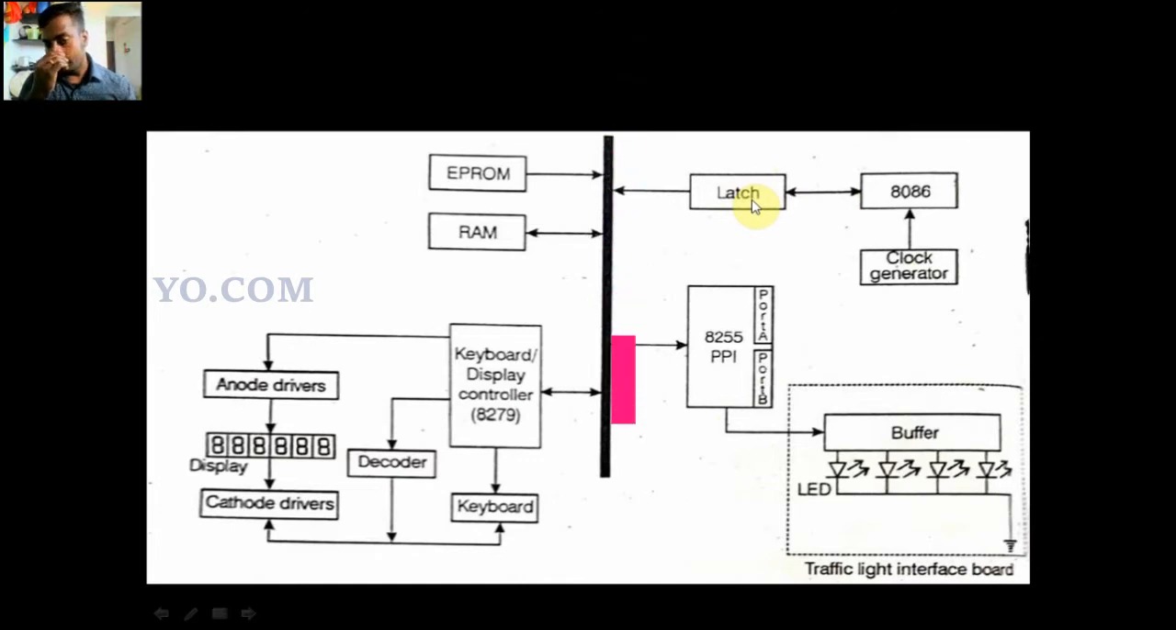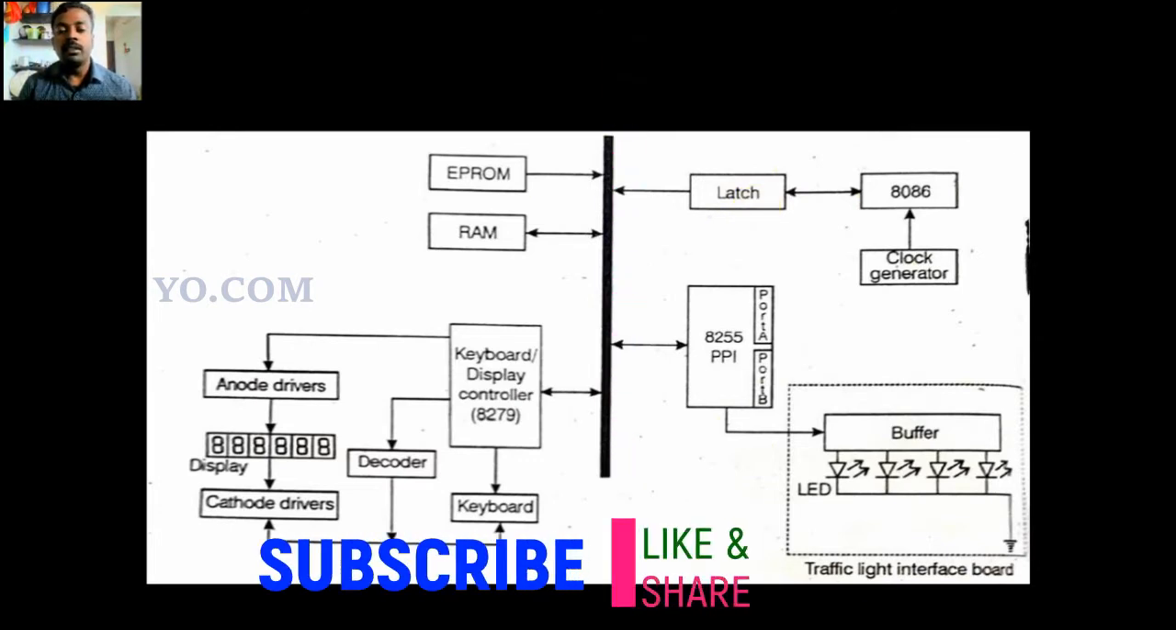So according to the control signal, the 8255 and the keyboard and display controller, these two interfacing ICs, are controlled. By using the keyboard and display controller, we can give input to the microprocessor, and the display device is used to display the delay value. The 8255 I/O programmable interface controller is used to drive the LEDs, that is the signal lights.